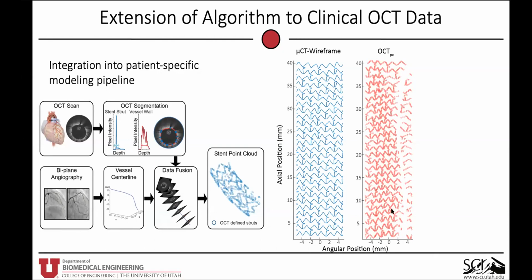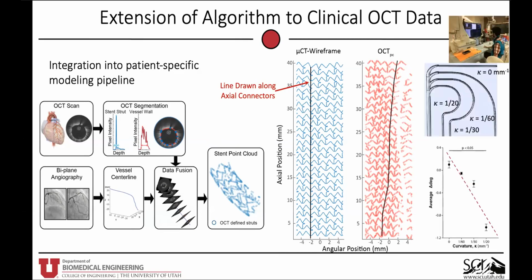But the stent, it's not aligned along an axial direction. And a way to really visualize that is here I've drawn a line connecting these axial connectors for the micro CT wireframe. It's straight. But with that point cloud, you see that there's this kind of drift, right? And again, we didn't anticipate that. But what we've since determined is actually curvature plays a big role in the orientation of that drift, right?